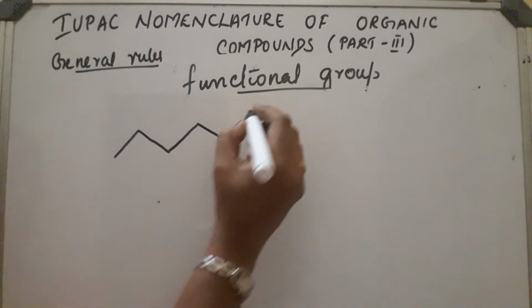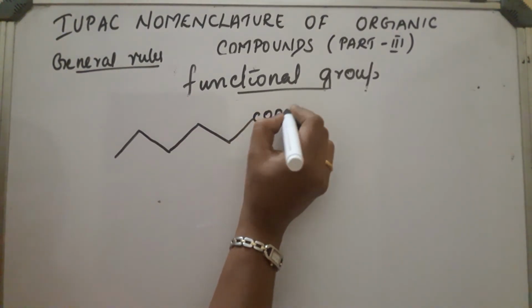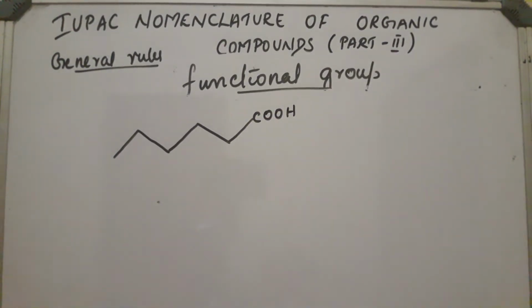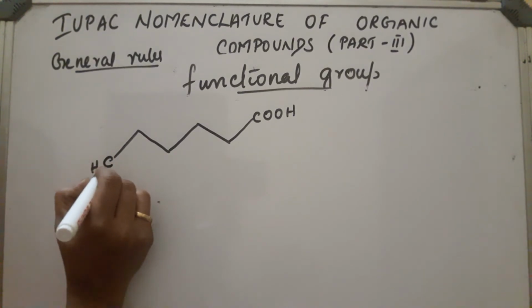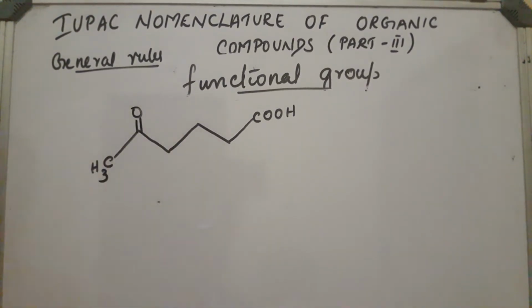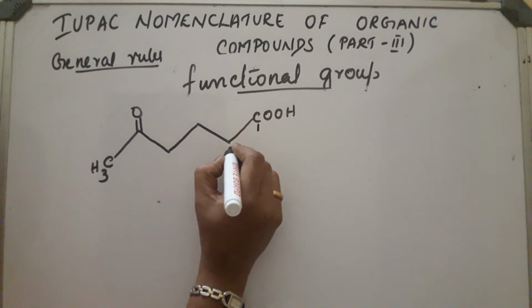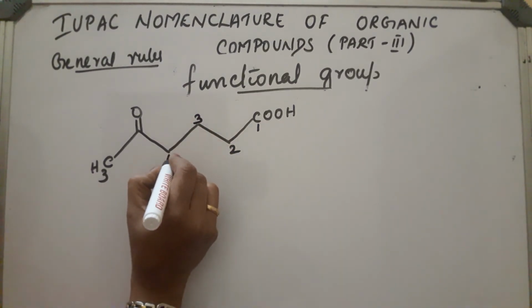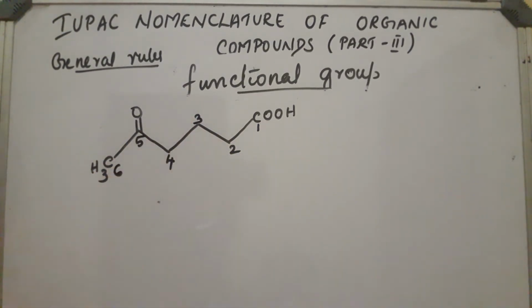Take this compound. There is a COOH group. Here the terminal is CH3, and here there is a double bond. How can we name the compound? We know that the most preferred group is COOH, so that will be the principal functional group. So we have to number from here: 1, 2, 3, 4, 5, 6. So the parent chain is a 6-membered chain.